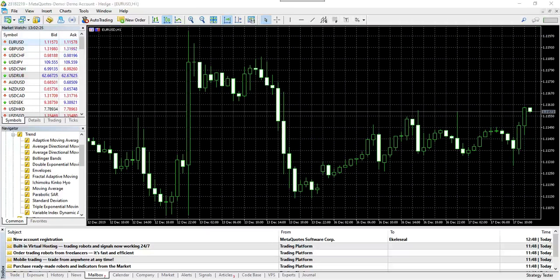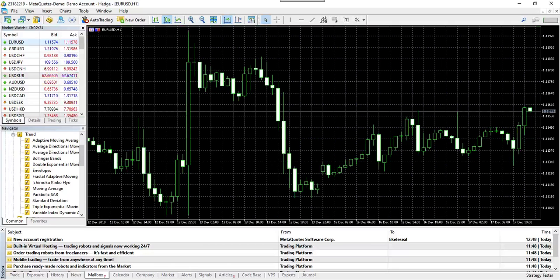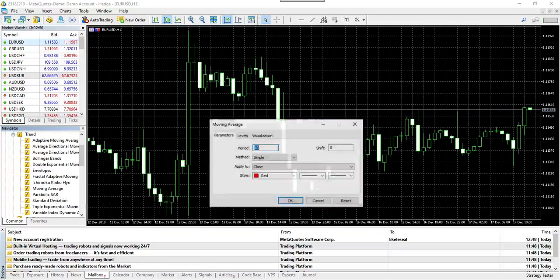We'll come to that later, but for now let's focus on this one. So now this is just the interface. One thing about Forex is that we really need to set up some things. Okay, let's say this is 10. Okay, red.